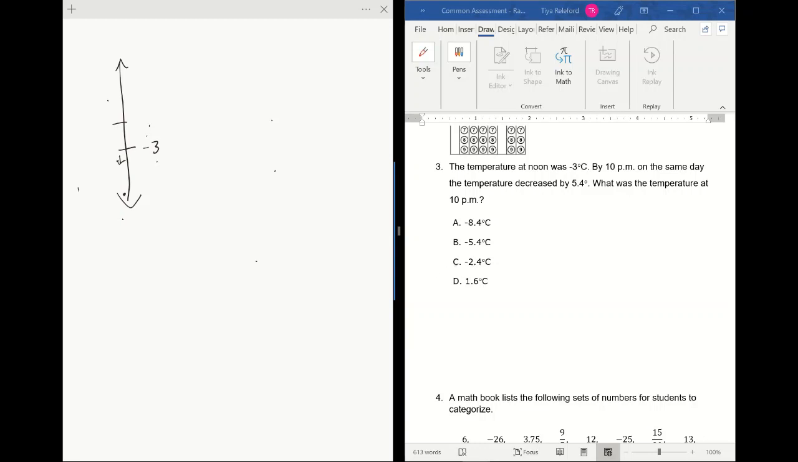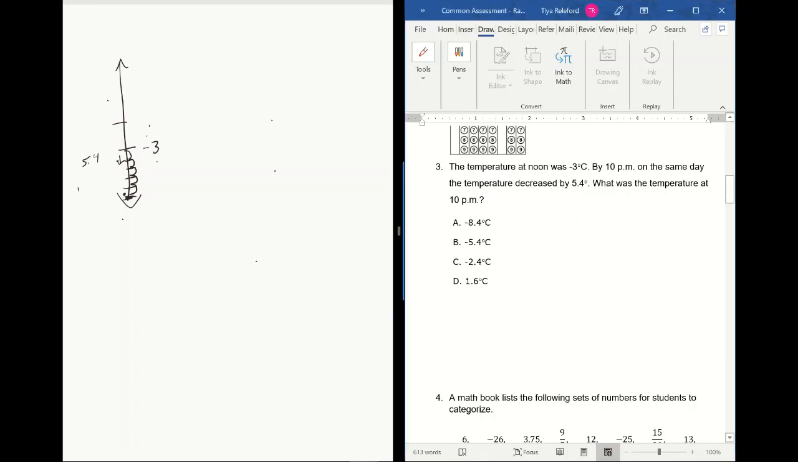I'm going to go down 5.4 degrees. So 1, 2, 3, 4, 5, and then some. -4, -5, -6, -7, -8, and then a little bit more. Draw the pictures. It's worth the 2 seconds it takes.